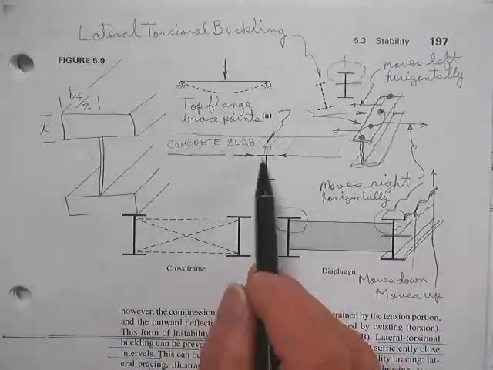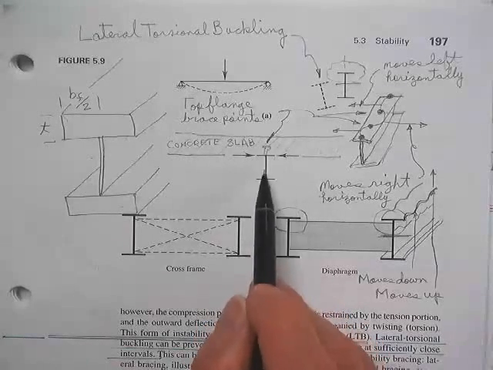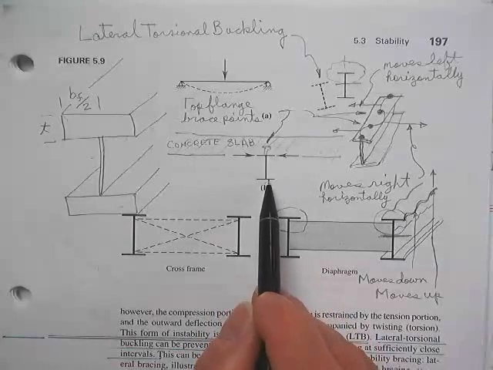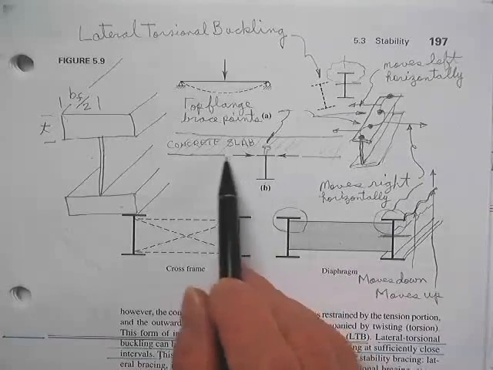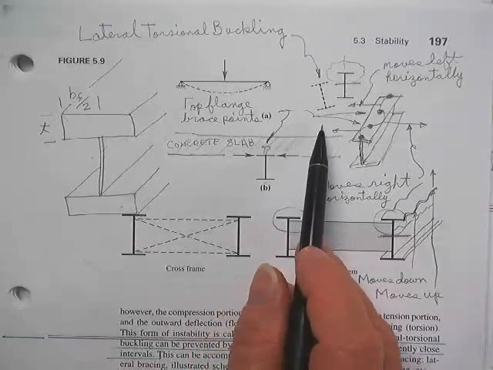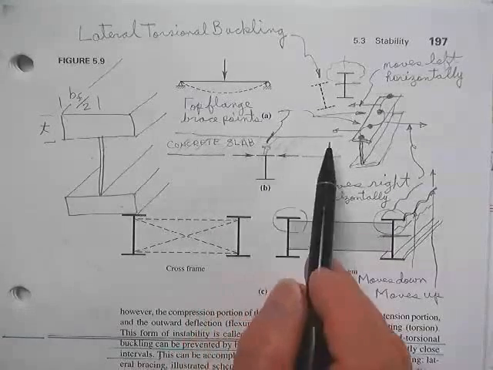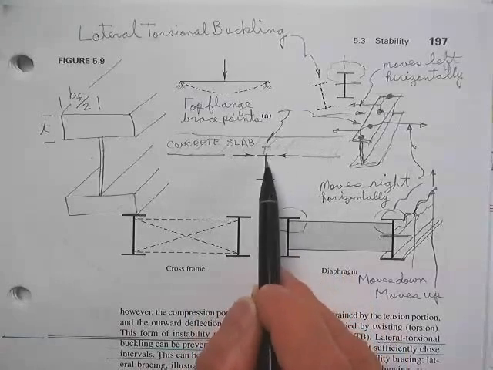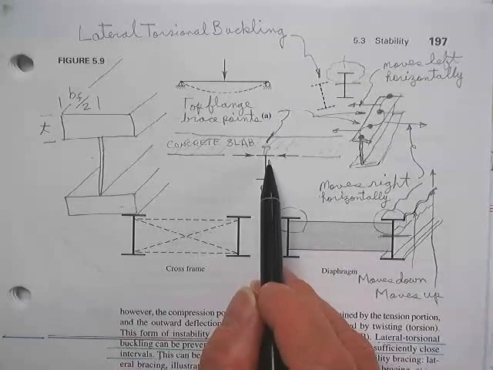Now, one way you can stop this beam from laterally torsionally buckling is you can support the top flange. You don't care about the bottom flange. It's in tension. It wants to stay as straight as it can be anyway. But you can prevent this thing from flopping over to the side by putting a concrete slab on top of it, welding little things that look like studs or nails about every 2 or 3 feet along the beam's length, pouring the wet concrete on there, then letting it set, and then this thing won't move at all. It just can't.